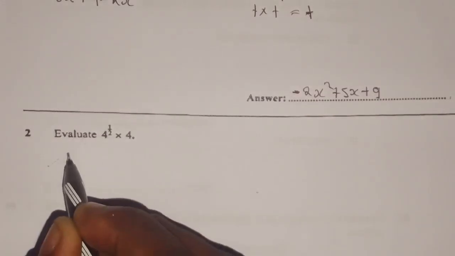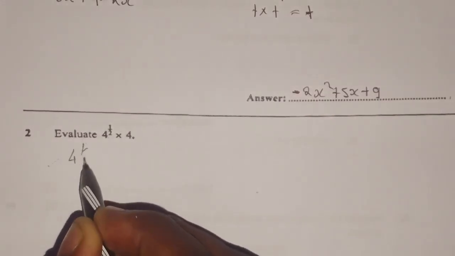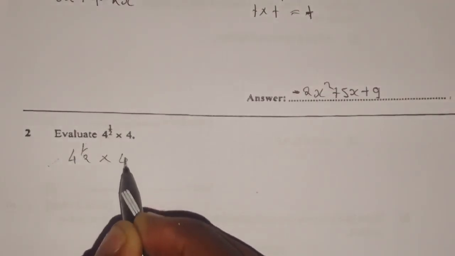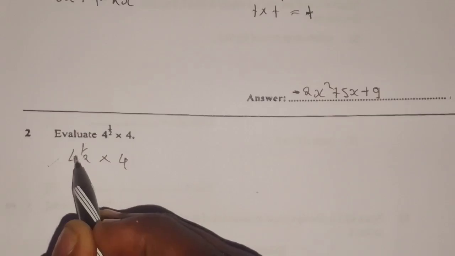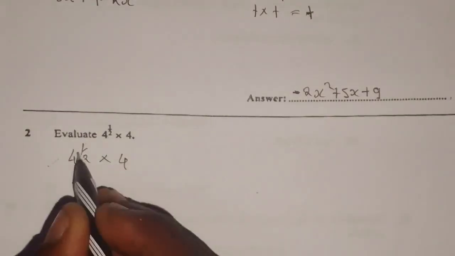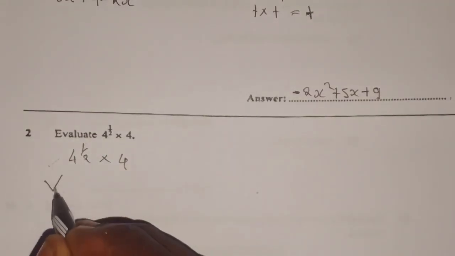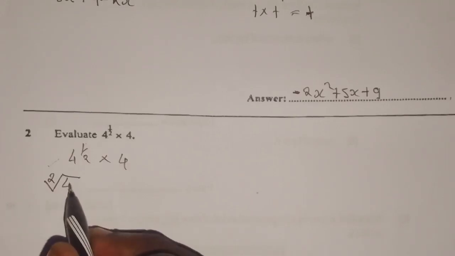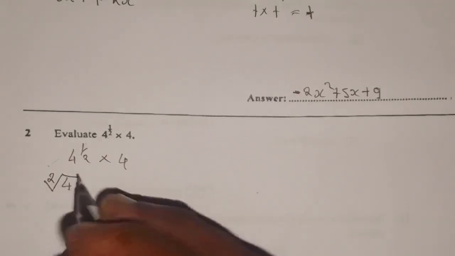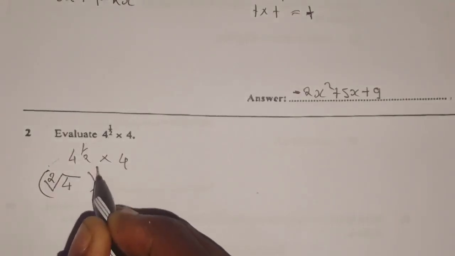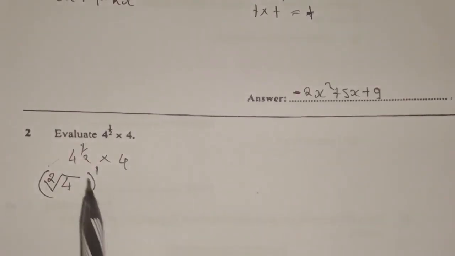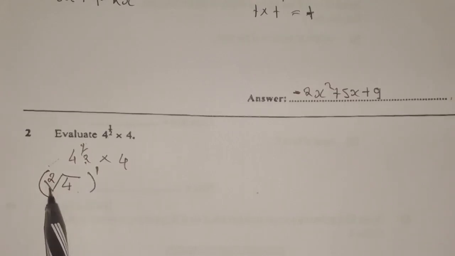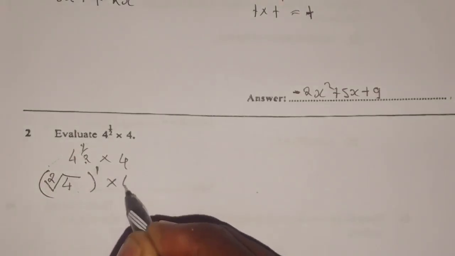Okay, let's just rewrite it. 4 to the power 1 over 2 multiplied by 4. This can be written as the root of 4, with the 2 as the root index. The number which is down becomes the root, and the one on top becomes the power. So root 2 of 4 multiplied by 4.